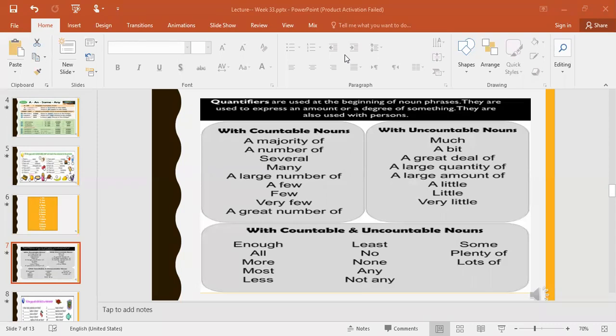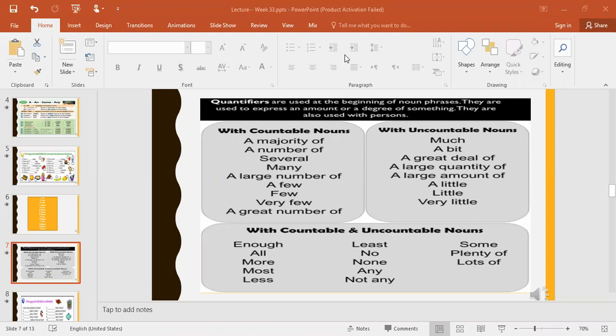Let's see now, what are the quantifiers used with countable nouns? And what are the quantifiers used with uncountable nouns? And what are the quantifiers that are used in countable and uncountable nouns? Let's see. Let's start with countable nouns.